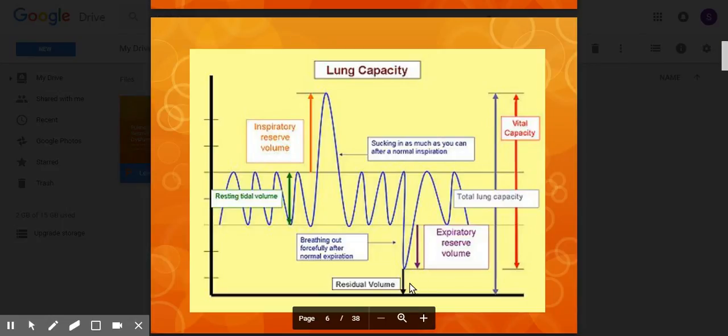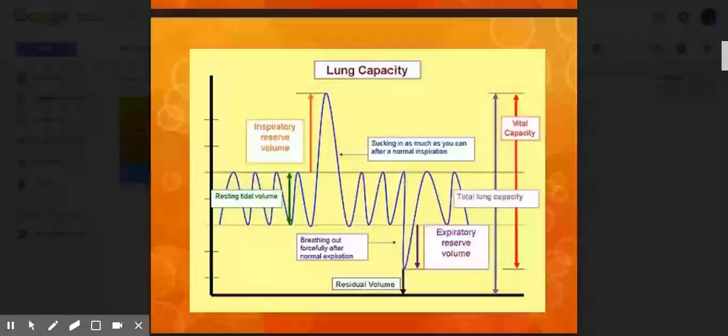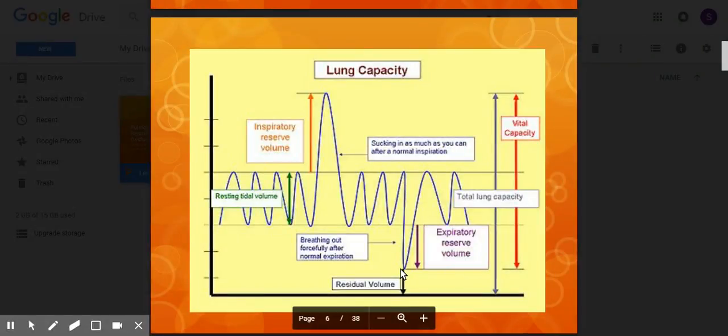The final volume that we're going to discuss is what's referred to as residual volume. That is the air that is left in the lungs after you have exhaled all the air that you can voluntarily. There is still what's referred to as a physiological dead space of air that remains in the lungs.